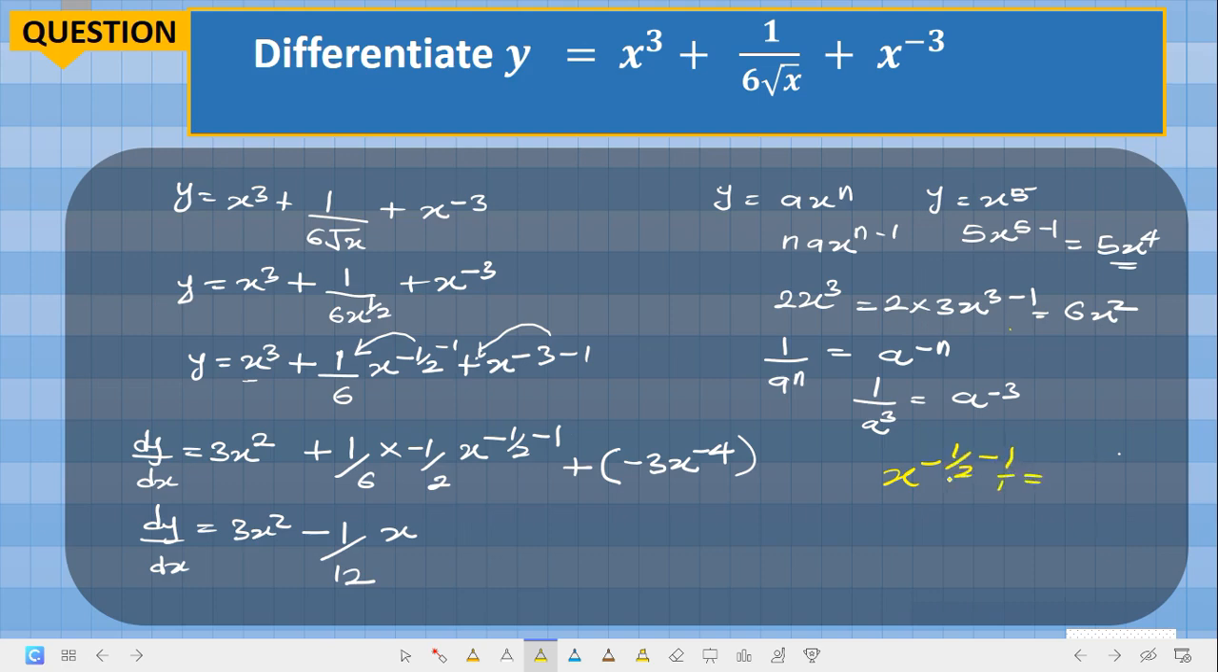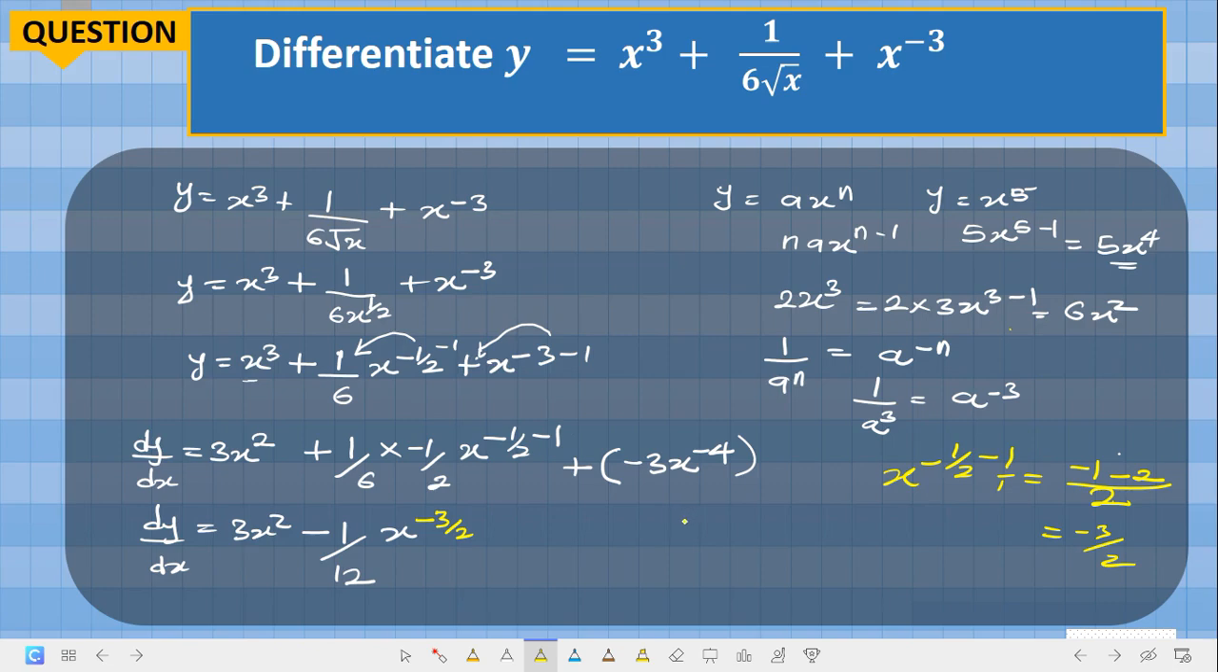What is the LCM here? It's 2 and 1, right? It's 2. So this becomes 2. 2 divided by 2 is 1 times minus 1 is minus 1. 2 divided by 1 is 2 times minus 1 is what? Minus 2. So our answer here, minus 1 minus 2, is what? Minus 3 over 2. So this whole thing here becomes x raised to the power of minus 3 over 2. Are we getting it? Minus half minus 1 will give us minus 3 over 2 from what we did here, right?